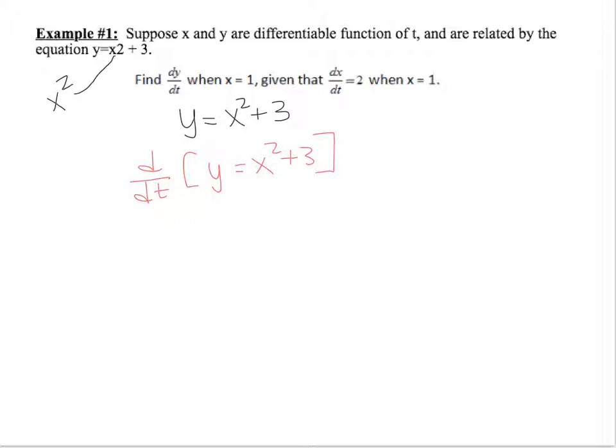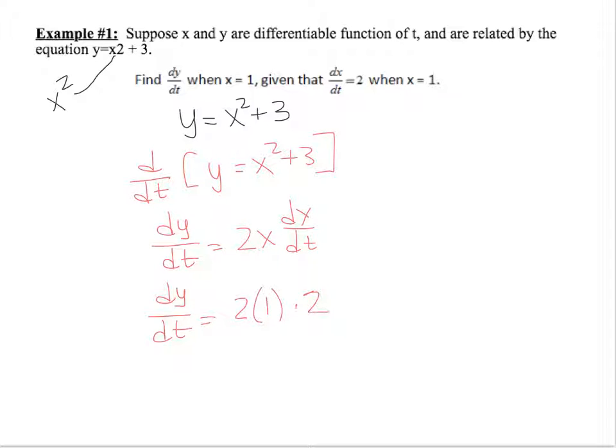So taking the derivative implicitly, we get dy dt is equal to 2x dx dt, and then the derivative of a constant is still just going to be 0, so the derivative of 3 with respect to time is 0. I want to find dy dt when I'm given some information. I know that dx dt is equal to 2, and I know that x is equal to 1. Well, that's going to allow me to substitute into my equation and say that dy dt is equal to 2 times x equaling 1 times a rate of change of 2.